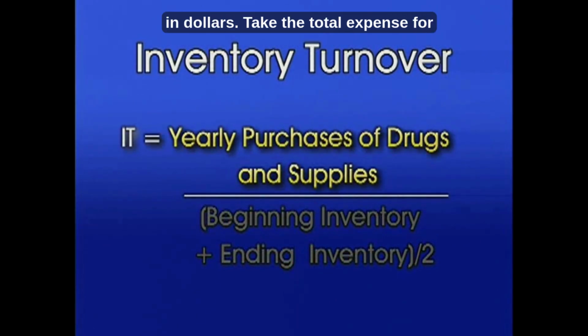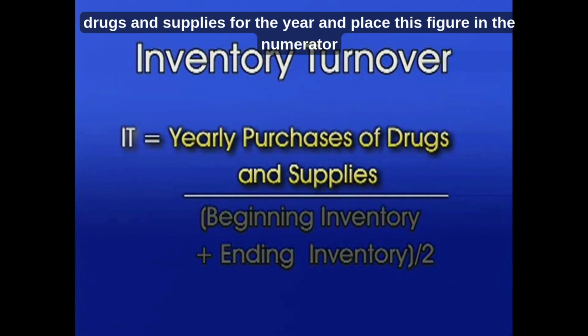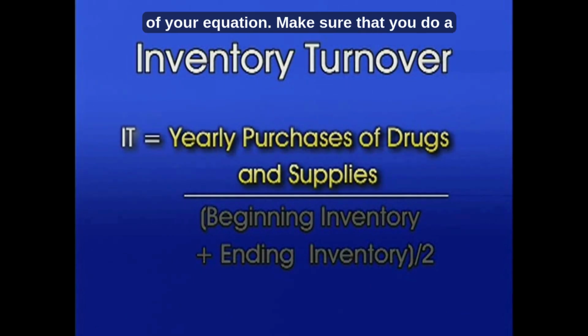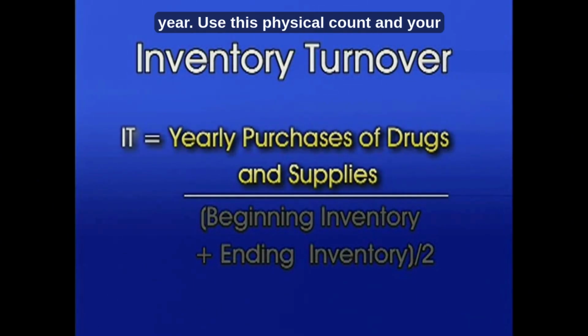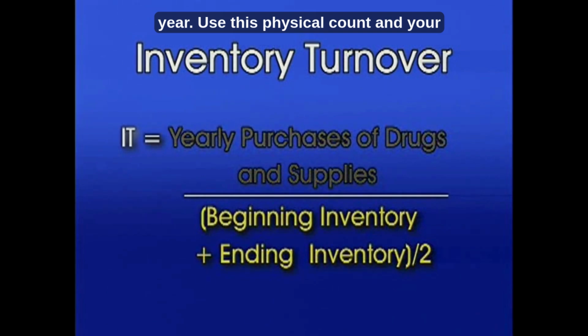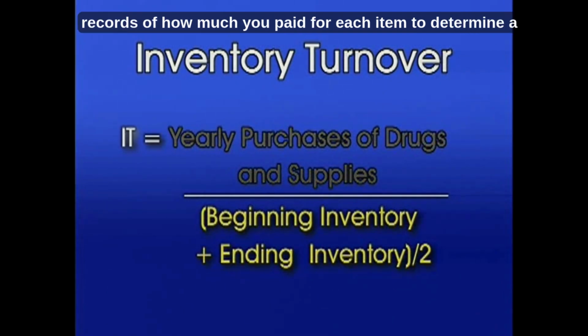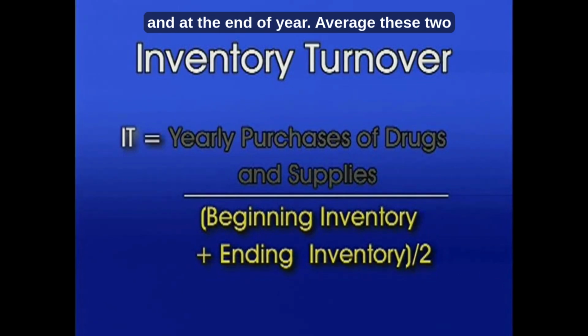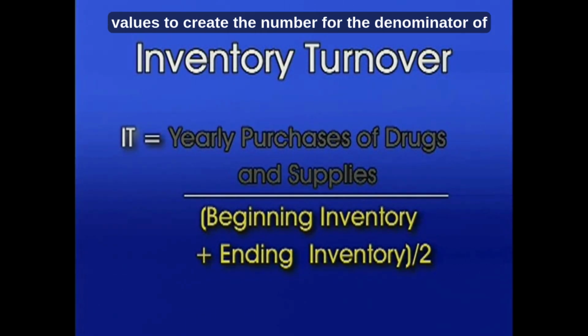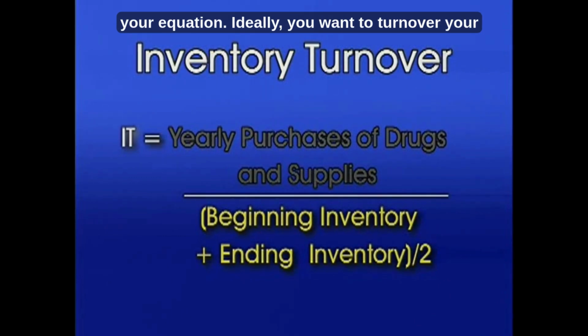Take the total expense for drugs and supplies for the year and place this figure in the numerator of your equation. Make sure that you do a physical count of your inventory at the beginning of each year. Use this physical count and your records of how much you paid for each item to determine a value for your entire inventory at the start of the year and at the end of the year. Average these two values to create the number for the denominator of your equation.